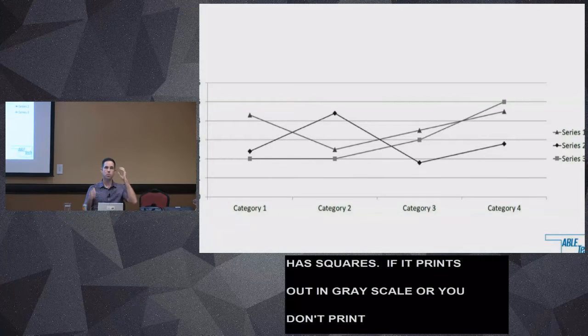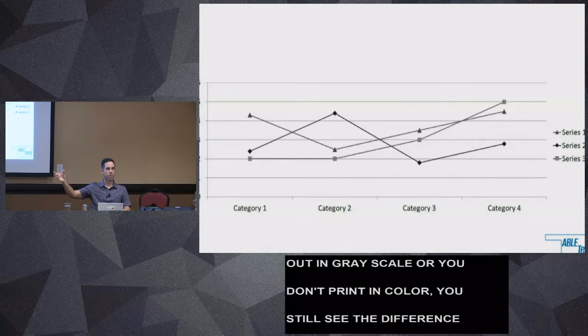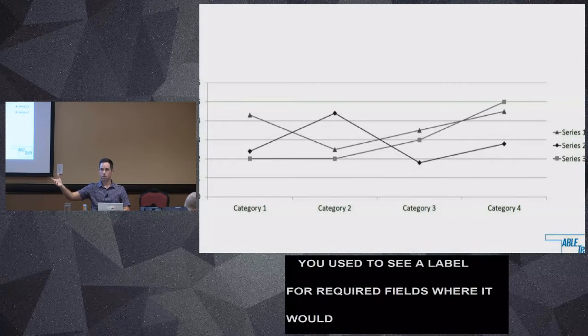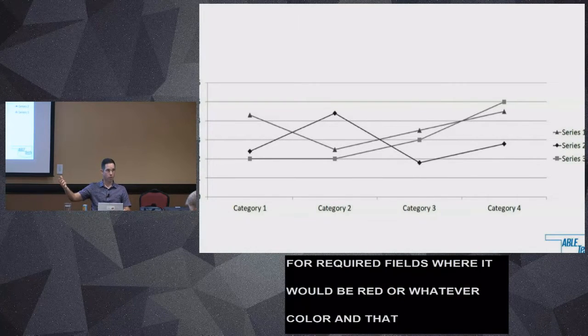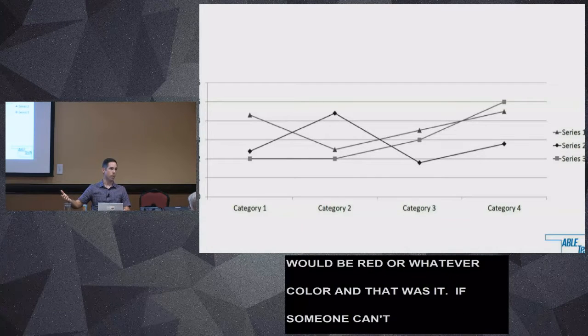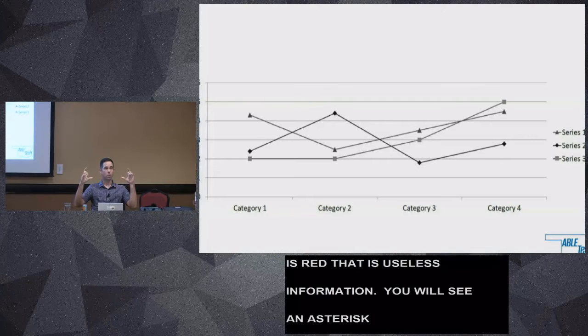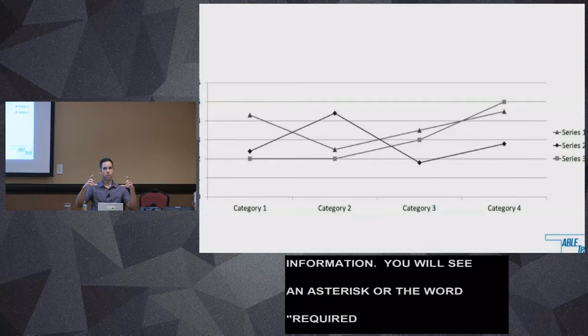Same with text. You used to see a label for required fields, where they would say required fields will be red or whatever color, and that was it. Well, if someone can't perceive what's red and what's not, that's useless information. So now you'll see an asterisk, or you'll see literally just the word required in parentheses.